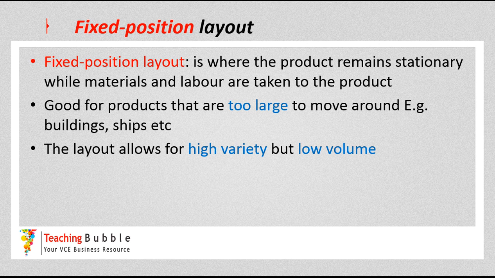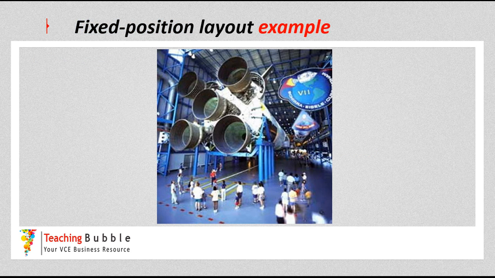So if you think about a building, you're building one at a time, and there can be large amounts of variety along with that, but reasonably low volume with this type of layout, generally due to the size of the product and the time it takes to create it. And there's an example of a rocket spaceship being built. Because of its size, all the equipment moves to it when it's being assembled.